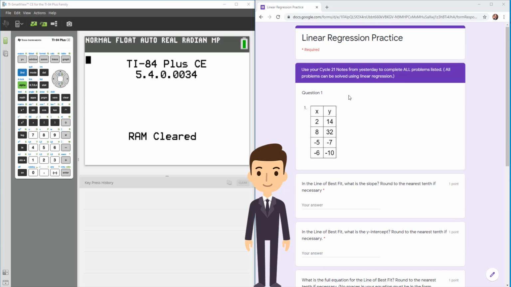Alright? So once again, all I've done is I went to Google Classroom and I pulled up your assignment, which was the linear regression practice. Okay, so I went and I clicked that on Google Classroom. The link brought me here.